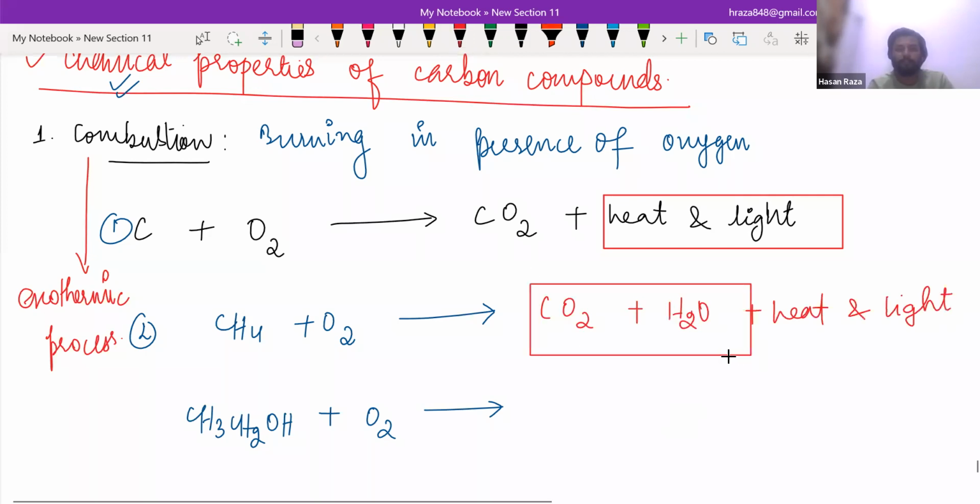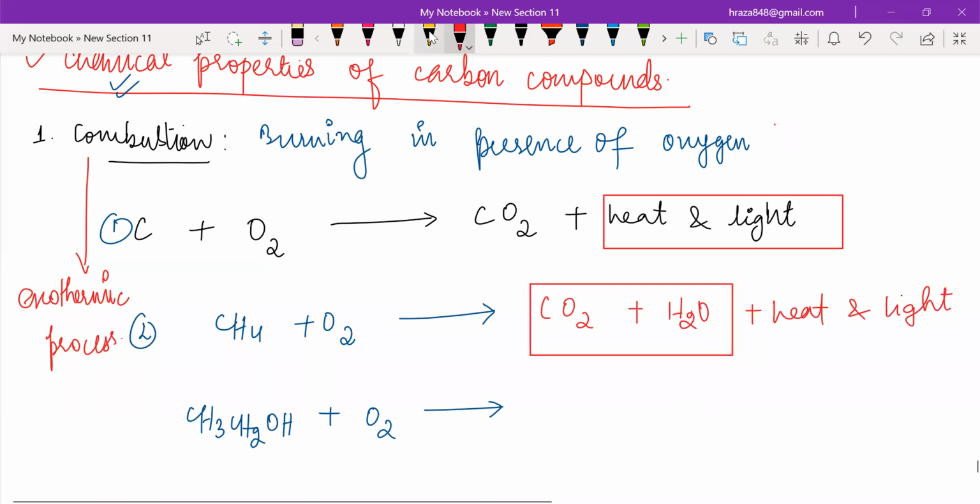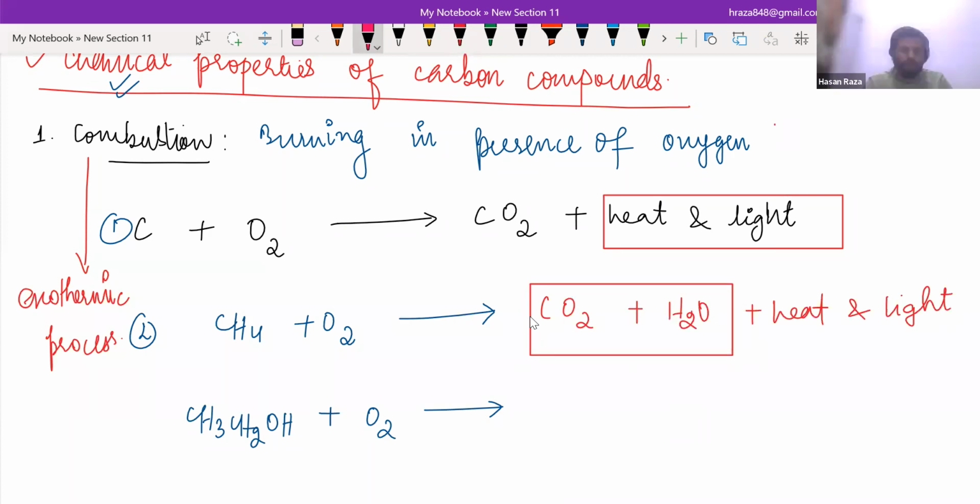Not exactly, sir. Could you please repeat? This is fixed. See, the product is fixed. What I want to say is that any hydrocarbon that is going to burn, or when you do combustion of any hydrocarbon, you will get carbon dioxide plus water.